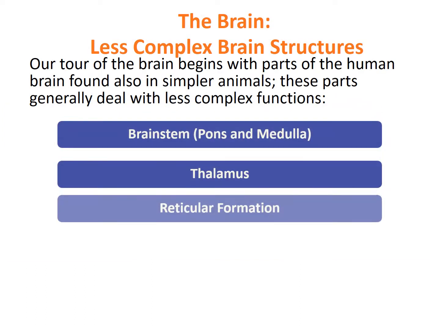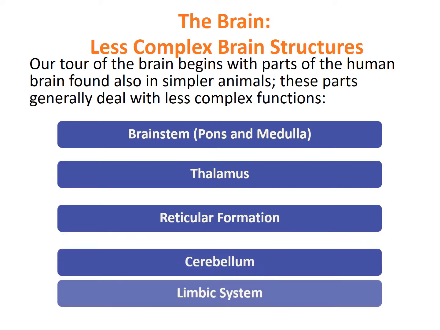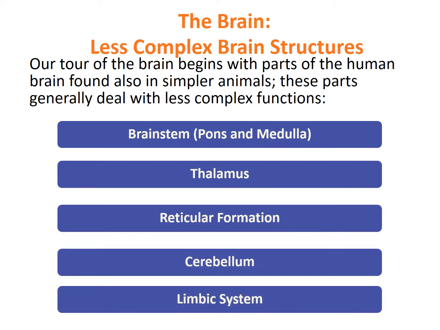So if we look at the brain stem, you also have some other basic brain structures. So in the brainstem, you have the pons and the medulla, very important, vital structures. Then you have the thalamus, which is a sensory relay station. You have the reticular formation, which is necessary for keeping awake and aroused. The cerebellum, responsible for movement, and the limbic system for basic emotions.